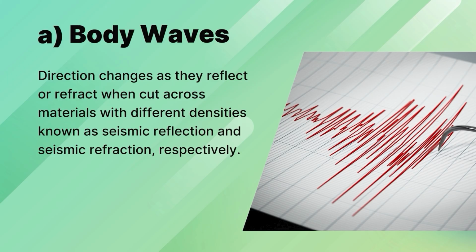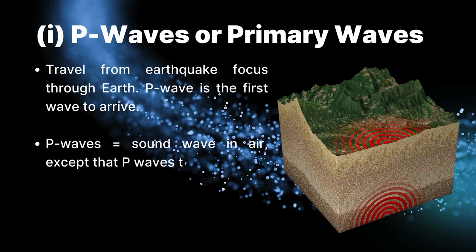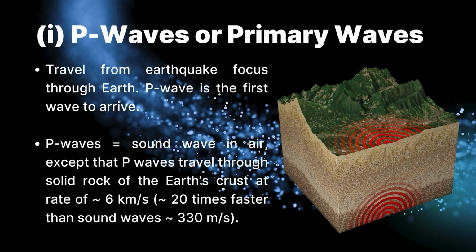Now the P waves or primary waves travel from earthquake focus through earth. P wave is the first wave to arrive. They are the fastest waves. And P waves, their velocity is equal to the velocity of the sound in the air, except that P waves travel through solid rock of the earth crust at a rate of 6 km per second, 20 times faster than sound waves, that is 330 meters per second.